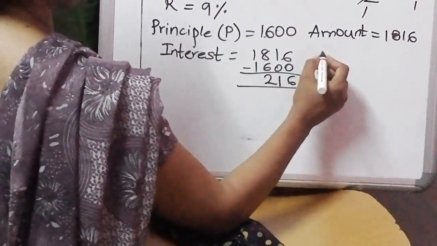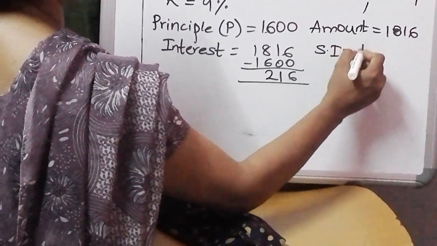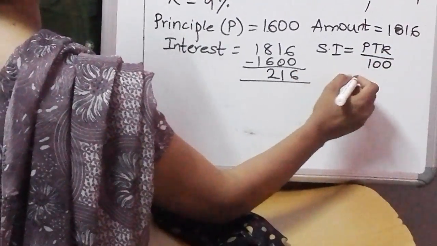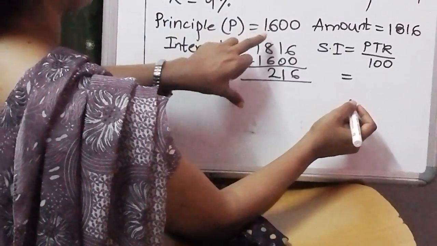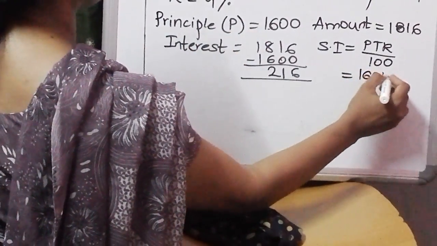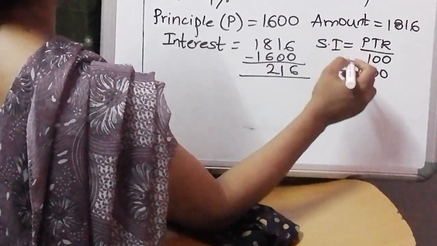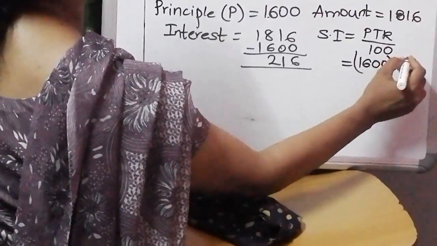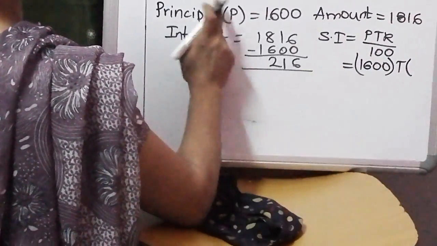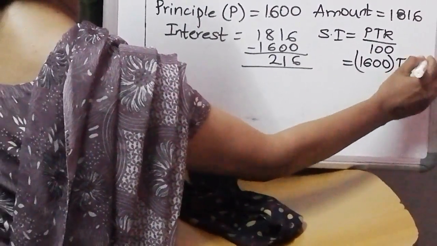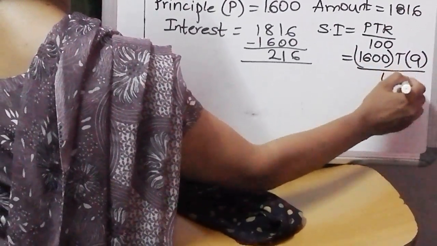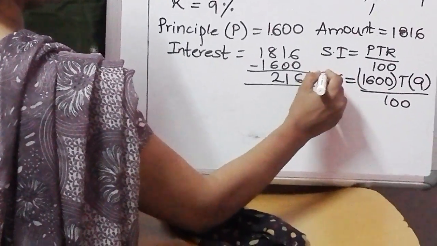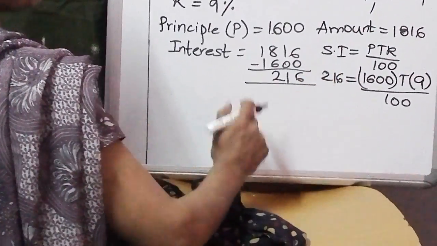So now let us substitute in the simple interest formula PTR by 100. What is P? P is 1600. T is what you have to find out. T you don't know. What is R? R is same as the previous one they gave. So it is 9 whole divided by 100. SI, that is the simple interest, is given as 216.